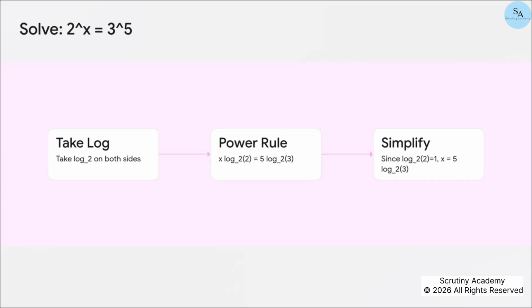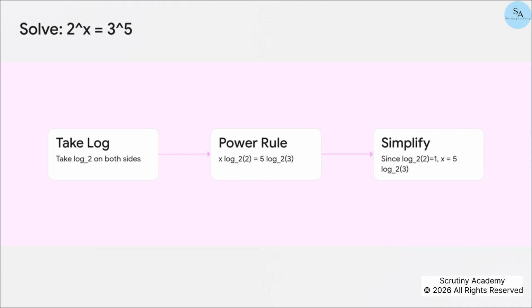Step 1, we take the logarithm of base 2 on both sides, just to keep things balanced. Step 2, we use that awesome power rule we just learned. The x drops down to the front on the left, and the 5 drops down to the front on the right. So we get x times log base 2 of 2 equals 5 times log base 2 of 3.